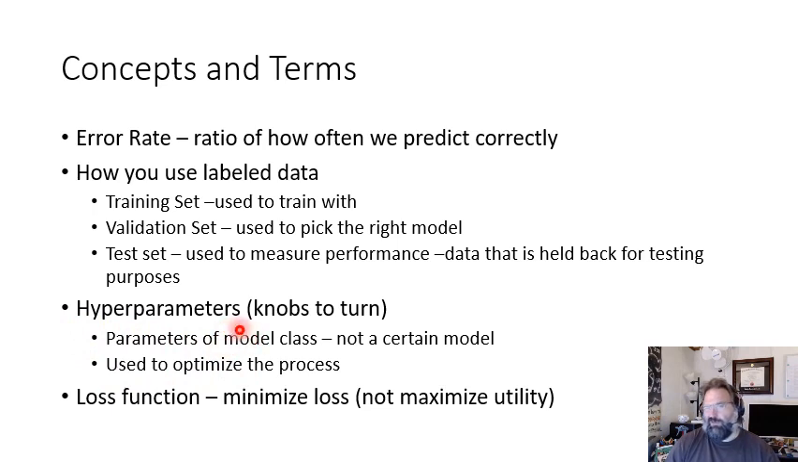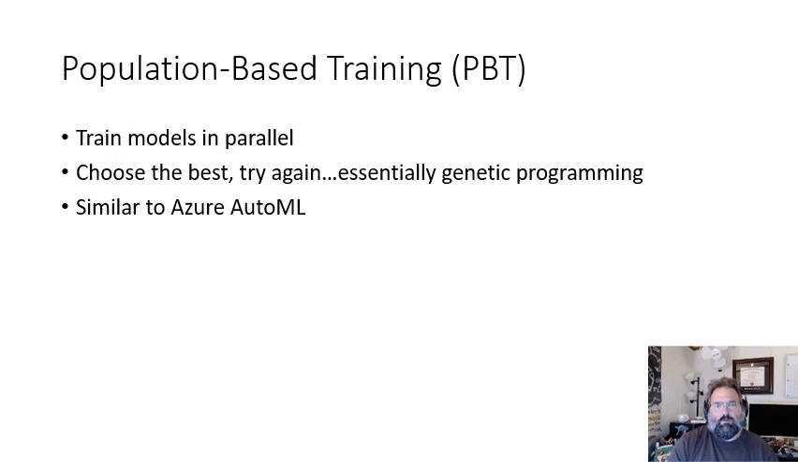Hyperparameters are things that you can use to essentially turn the knobs. They're parameters that are used for a model class, not for a certain model, but for a class of models. And they're used to optimize the overall process. A loss function is something that you're trying to minimize. You're trying to minimize the loss. It's almost like the inverse of utility. You maximize utility, you minimize loss, and that means that you're going to be doing descent rather than hill climbing. So you're going to be doing some form of gradient descent, not trying to go up. You're going to be trying to go down.